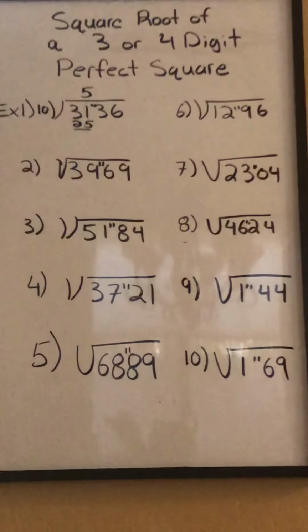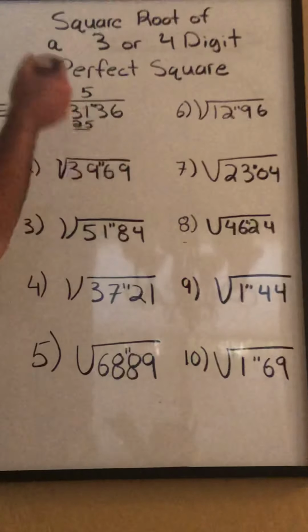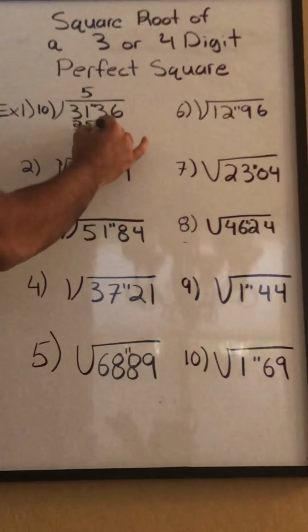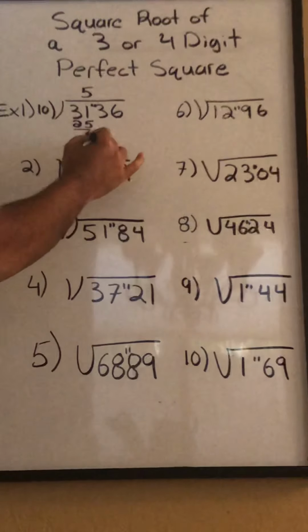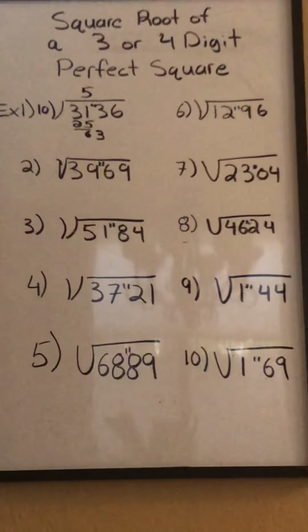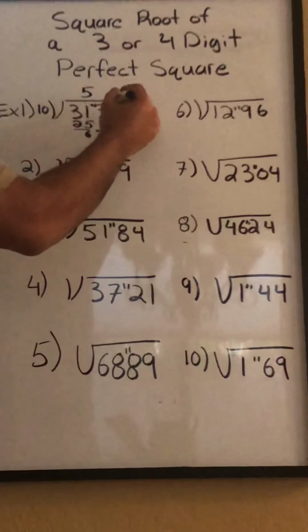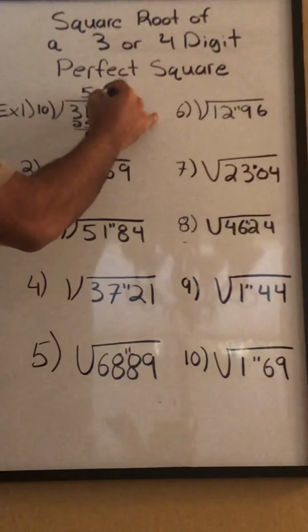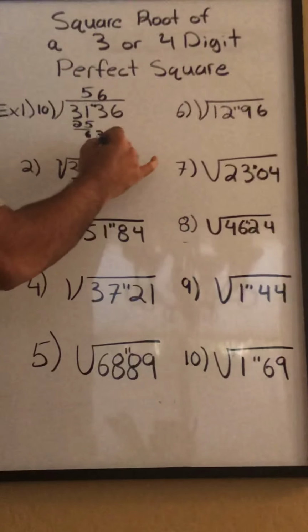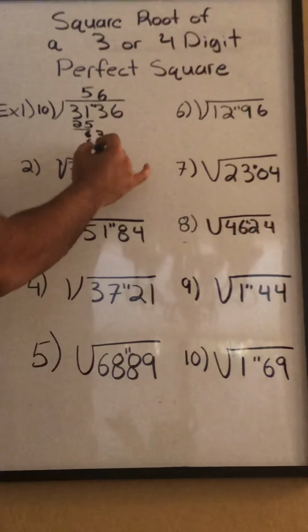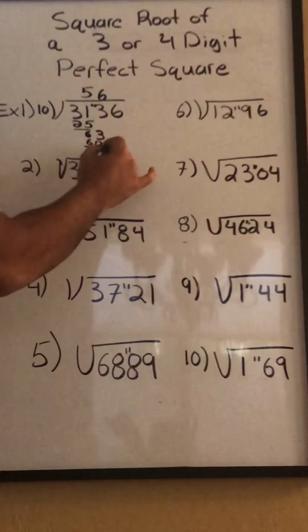Okay? For those of you curious of what exactly is going on, we're doing the square of a binomial in reverse, okay? So 31 minus 25 is of course 6. Bring down the 3. Okay? How many times does 10 go into 63? I'm going to say 6. Okay, so 10 times 6 is 60. 63 minus 60 is 3.